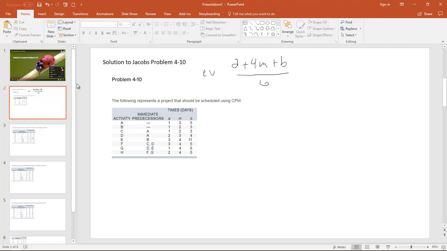So if we go through this and punch through it, let's do A first. We're going to get 1 plus 3 times 4 plus 5 over 6, and that is going to be 1 plus 12 is 13, and 5 is 18. So 18 over 6 is equal to 3.